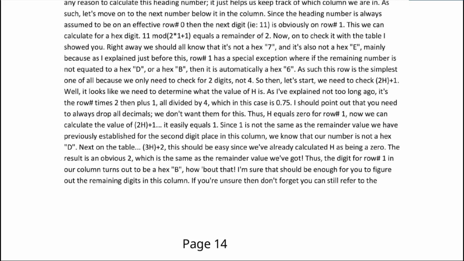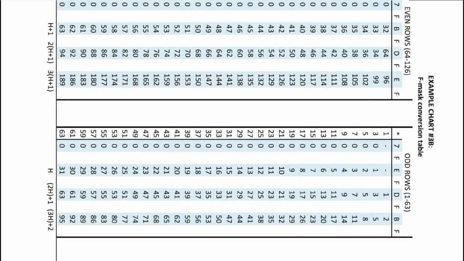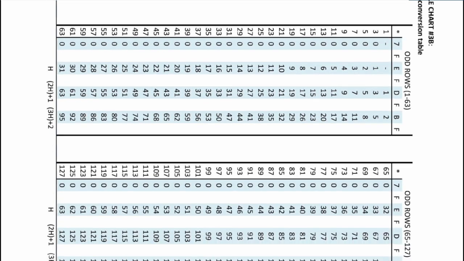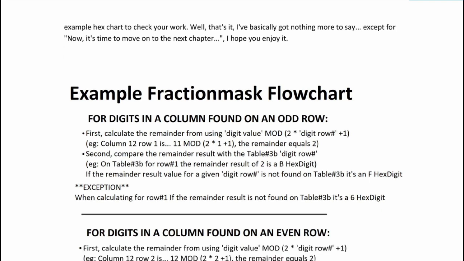Well, how about that? I'm sure that should be enough for you to figure out the remaining digits in this column. If you're unsure, then don't forget you can still refer to the example hex chart to check your work. Well, that's it. I've basically got nothing more to say except for now it's time to move on to the next chapter. I hope you enjoy it.